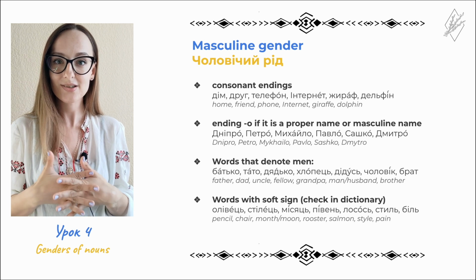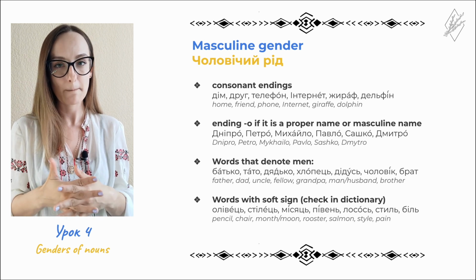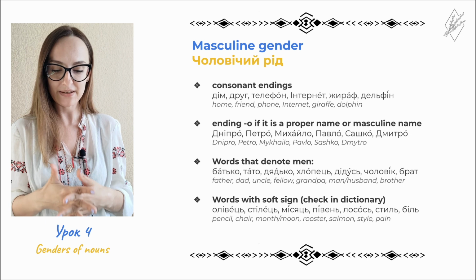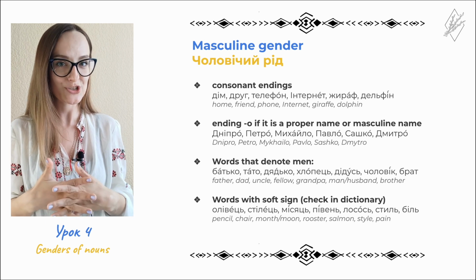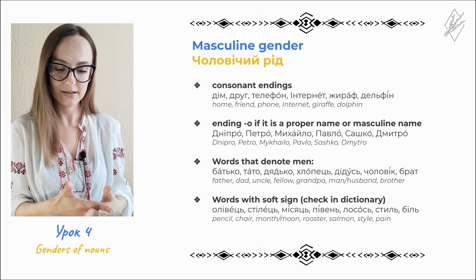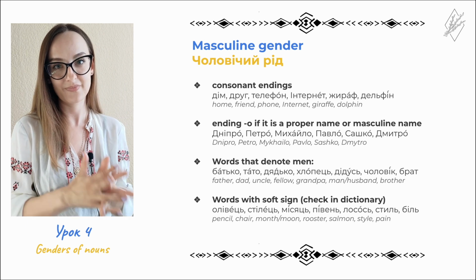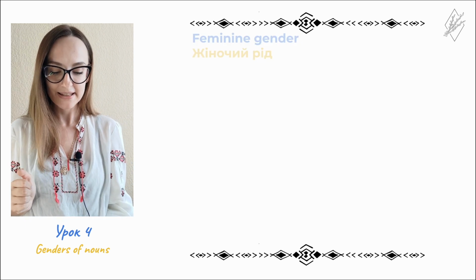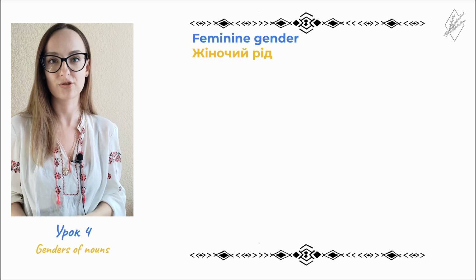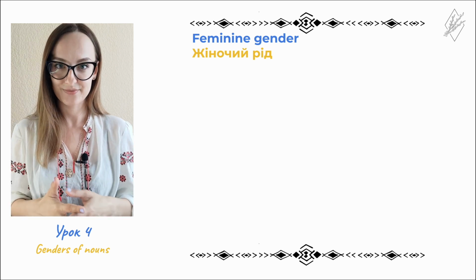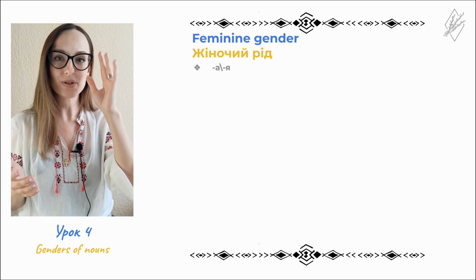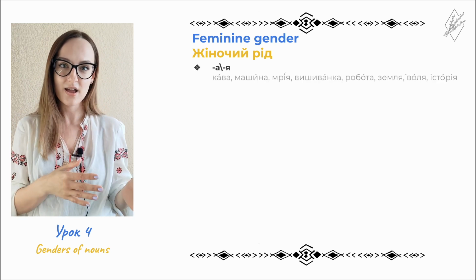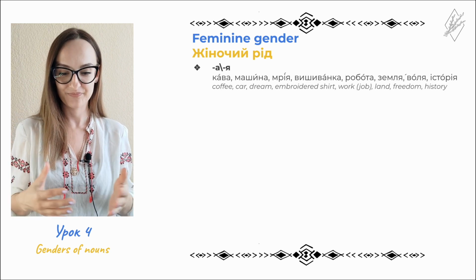Олівець, стілець, місяць, півень, лосось, стиль, біль. They are masculine. Now we go on to feminine gender. Жіночий рід. And first of all, the words with ending a or ya normally will be feminine.